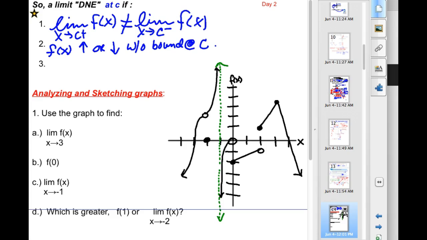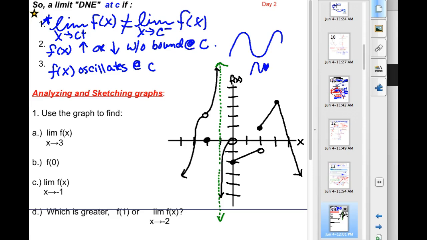And last, if f of x oscillates at c, this is your big gun right here. And oscillation doesn't mean it's going up and down. It means it's getting closer and closer and closer so that you can't even see. So we wouldn't say the sine wave oscillates at c anywhere because I can see it. There's my limit. I can see it. What's my limit here? I don't know.